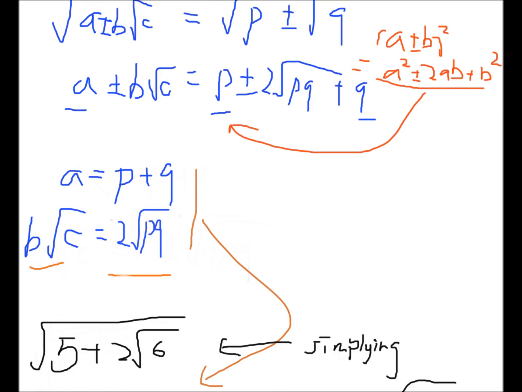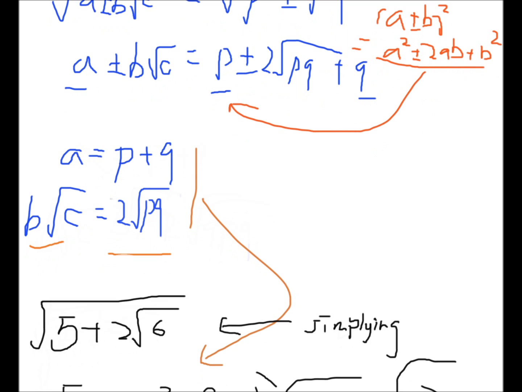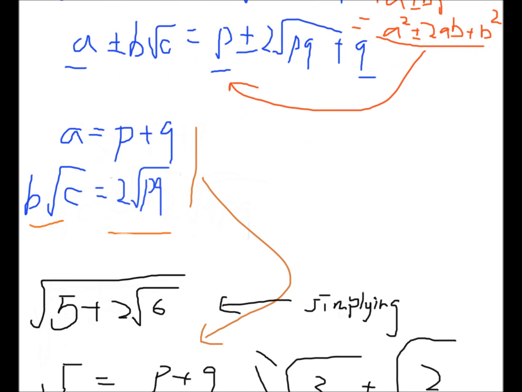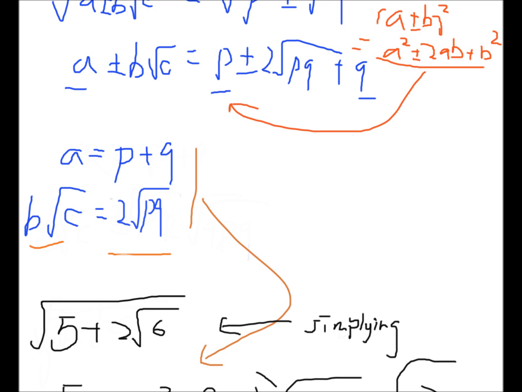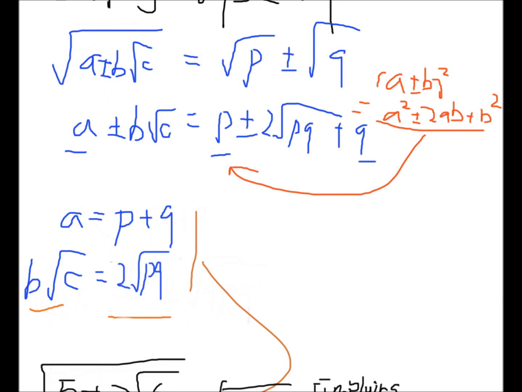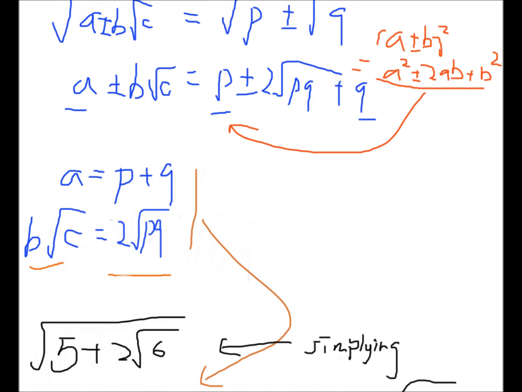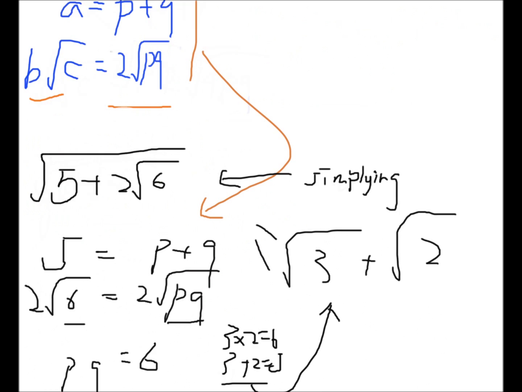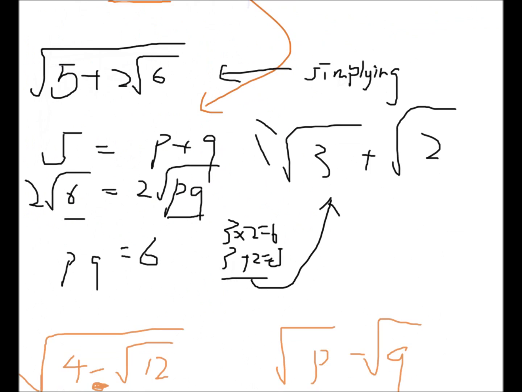And comparing both sides, we know that a is equal to p plus q, and b times the square root of c is equal to 2 times the square root of pq. But at this point, we can't get to the result of simplifying this equation. So I'm going to show you how to solve this with a concrete example.